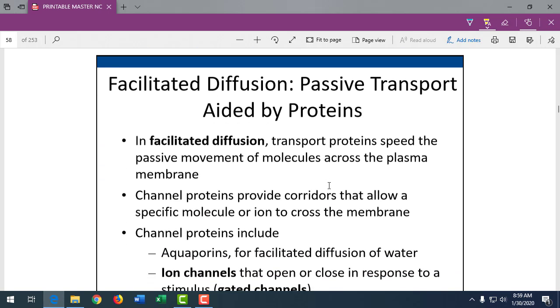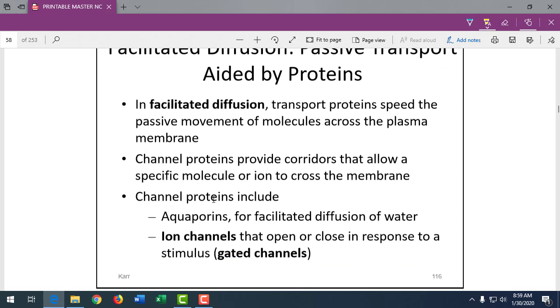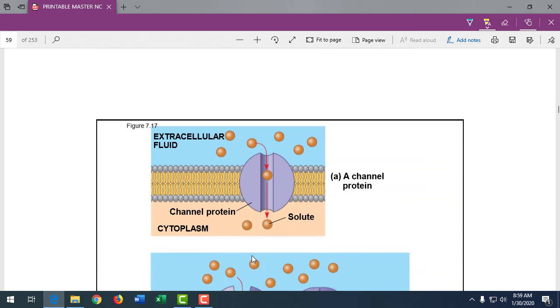Okay, the next topic then is facilitated diffusion. Facilitated diffusion is still movement from high to low concentration, but we need a channel protein. These things cannot take in anything charged because that membrane, we're talking about a semi-permeable fatty membrane, can't take in things, so there's aquaporins and ion channels that have gates that are not always open. It only opens when the cell needs those ions to perform a function.